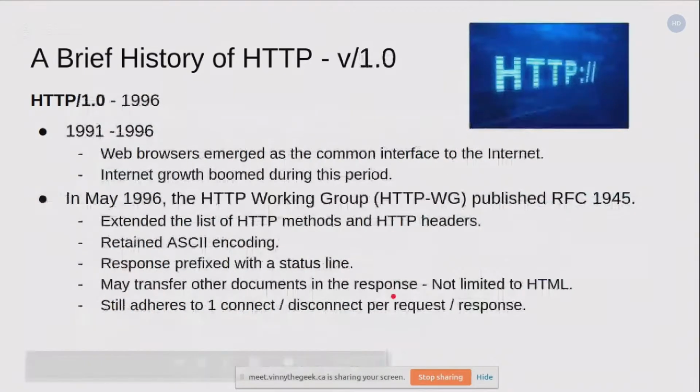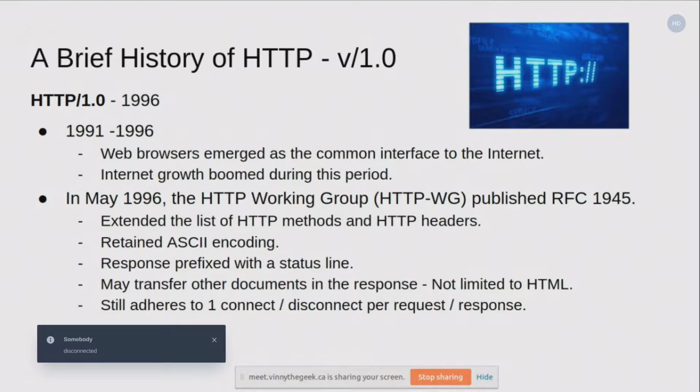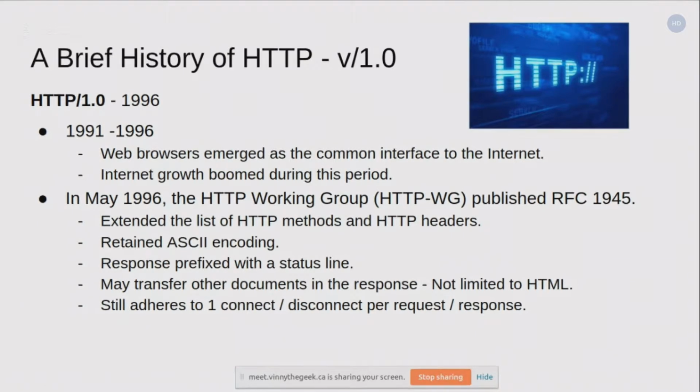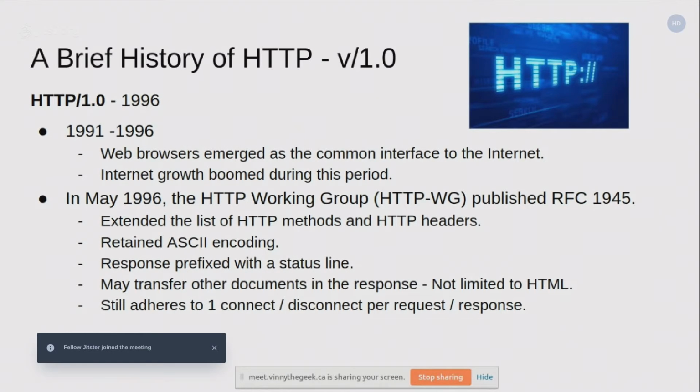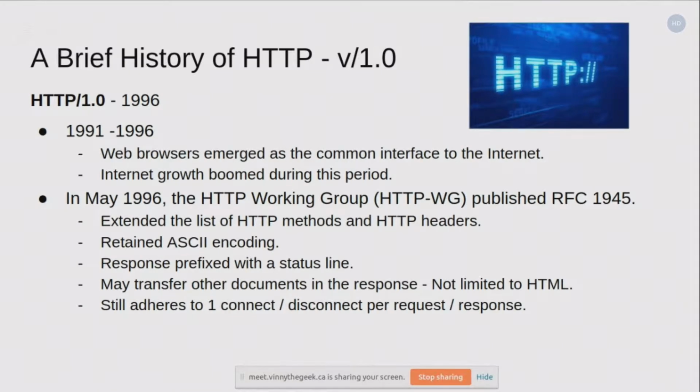So for version 1 of the protocol, this developed in parallel with version 0.9, at least from what I've read. It went from 1991 to 1996. During that period we had a lot of browser development, the days of Mosaic and Netscape Navigator and so on, and internet growth was booming. So there was a lot more interest in the HTTP protocol, and during this period we started to get to version 1.0 of the protocol.